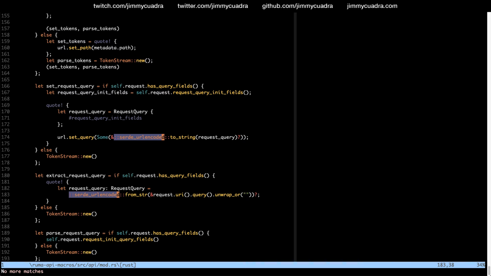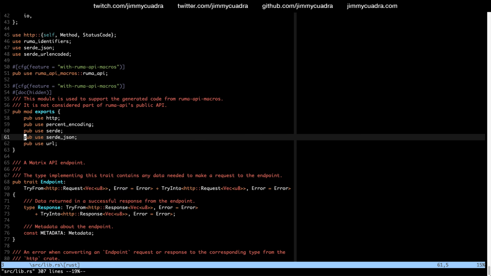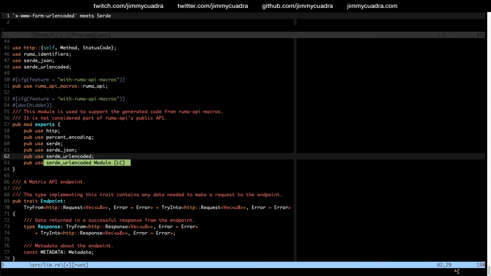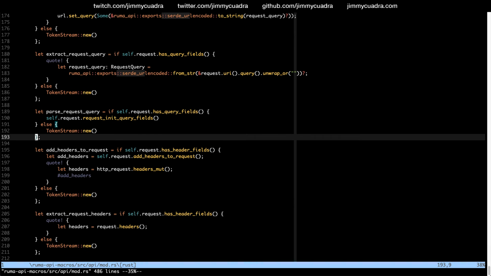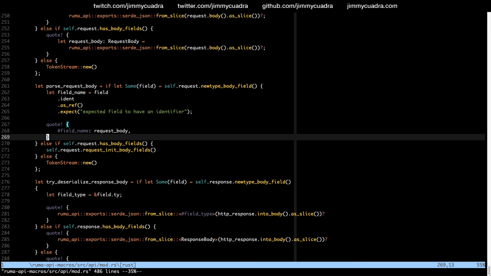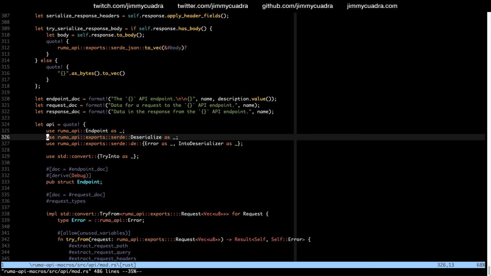So this needs to be Ruma API exports Serde URL encoded. And same nonsense here. Yep. And anything else I'm missing? Anything else starting with double colons? Hopefully I've remembered it all at this point.